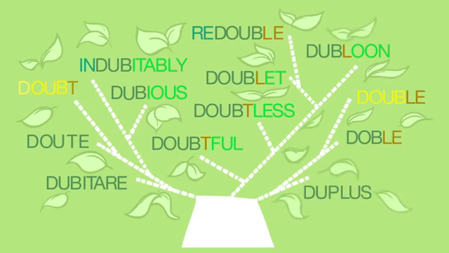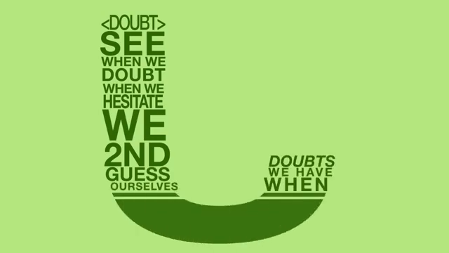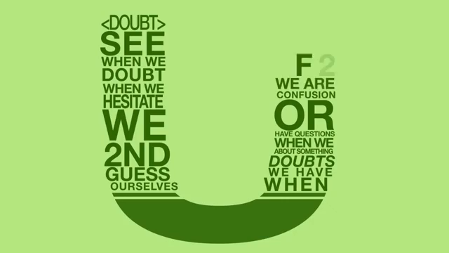It turns out that if we look into their history, we can see that they both derive from the same Latin forms. The meaning of double, two, is reflected in a deep understanding of doubt. See, when we doubt, when we hesitate, we second guess ourselves. When we have doubts about something, when we have questions or confusion, we're of two minds.